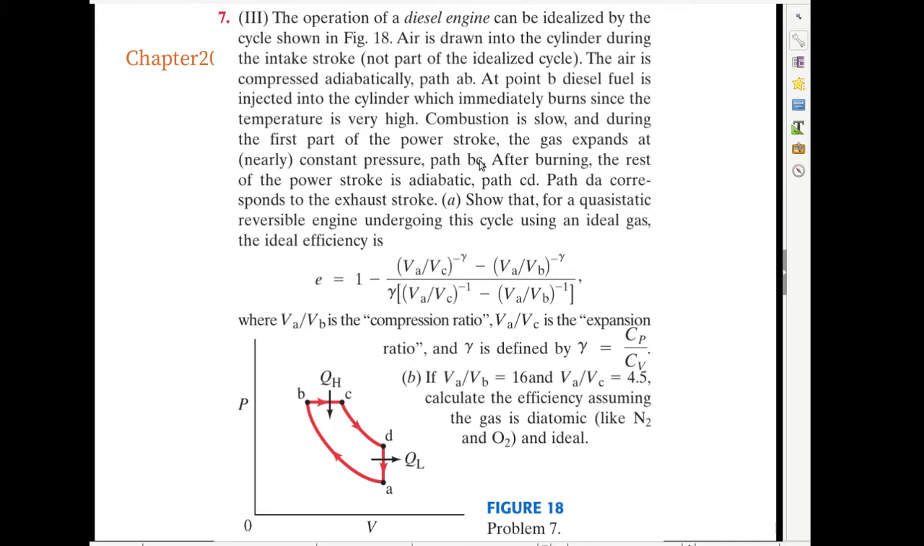They're describing the cycle, and they're asking us to show that for a quadratic reversible engine undergoing this cycle using an ideal gas, the ideal efficiency is given by this long expression here. So we start at A, go to B. Going from A to B and from C to D are adiabatic. Going from B to C is isobaric, and going from D to A is isovolumetric. So this is under constant pressure, this is under constant volume, and the other two happen without any heat exchange. Heat exchange takes place from B to C or D to A, and so we are required to find the efficiency of this engine.